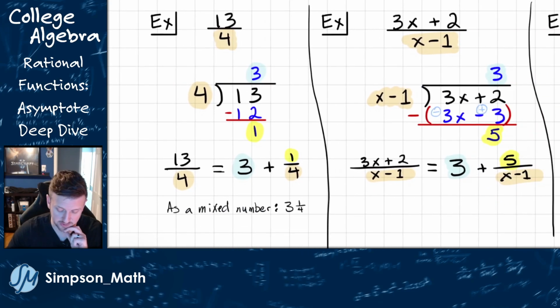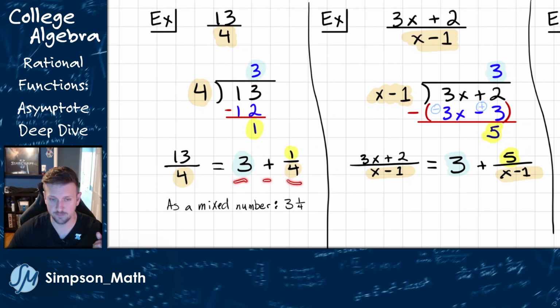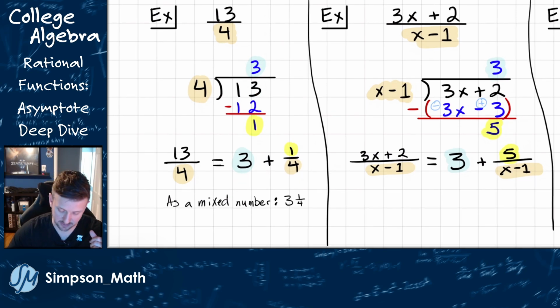So if I have 13 fourths, I put my 13 inside the house with the 4 on the outside. 4 goes into 13 3 times with 1 left over. So properly, this is 3 plus 1/4. And how do I get that? Here's my 3 in my quotient plus my remainder divided by the divisor. So that's where it's 3 plus 1/4, or since it's a number, it's going to be a mixed number, 3 and 1/4.